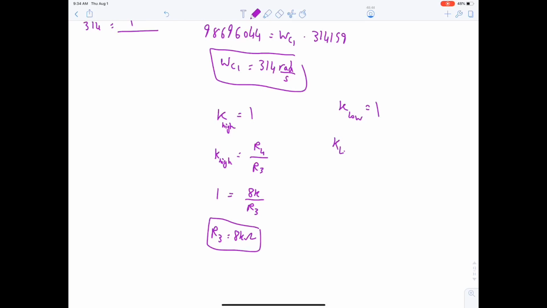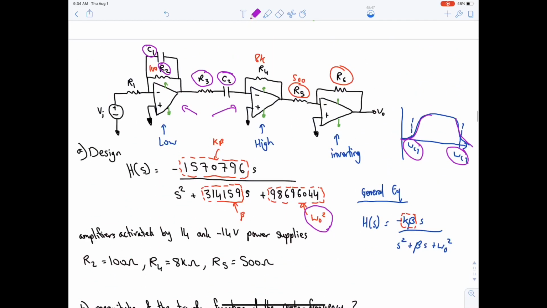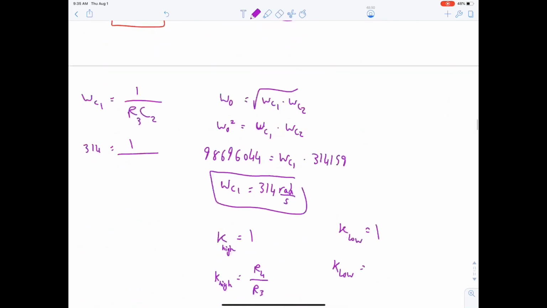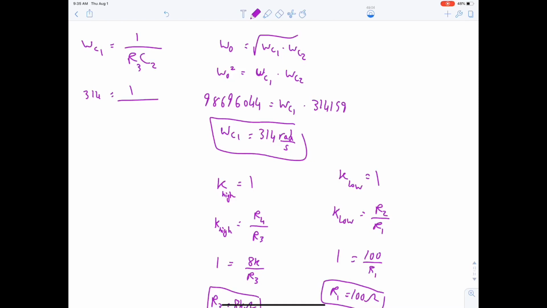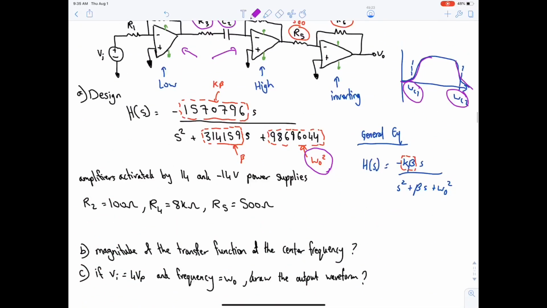Same thing for low. It will be R2 over R1. R2 is 100, hence R1 is 100 ohm. We found R1 and R3. So R3 we said it's 8K. C2 is still unknown, hence C2 will equal 0.4 microfarad. Okay, so by far we have found all the requirements for part A.